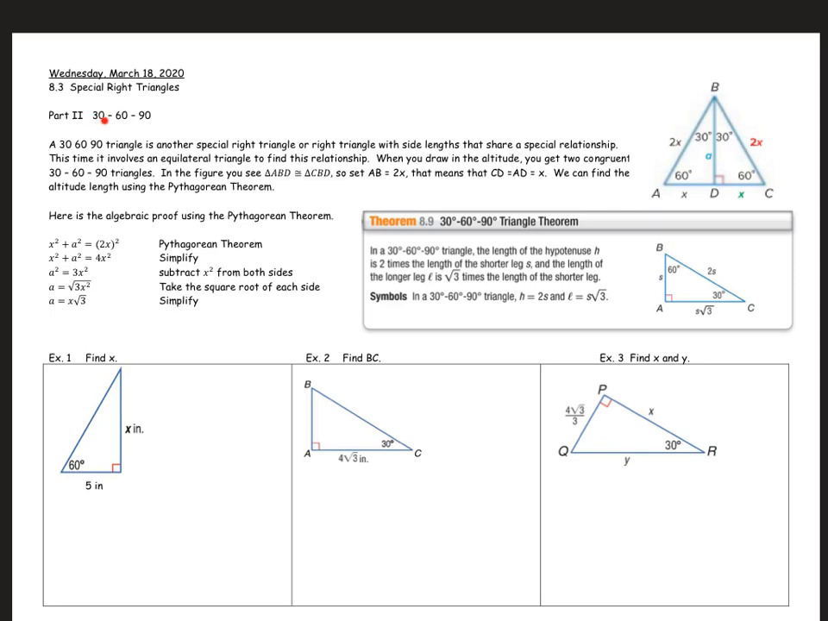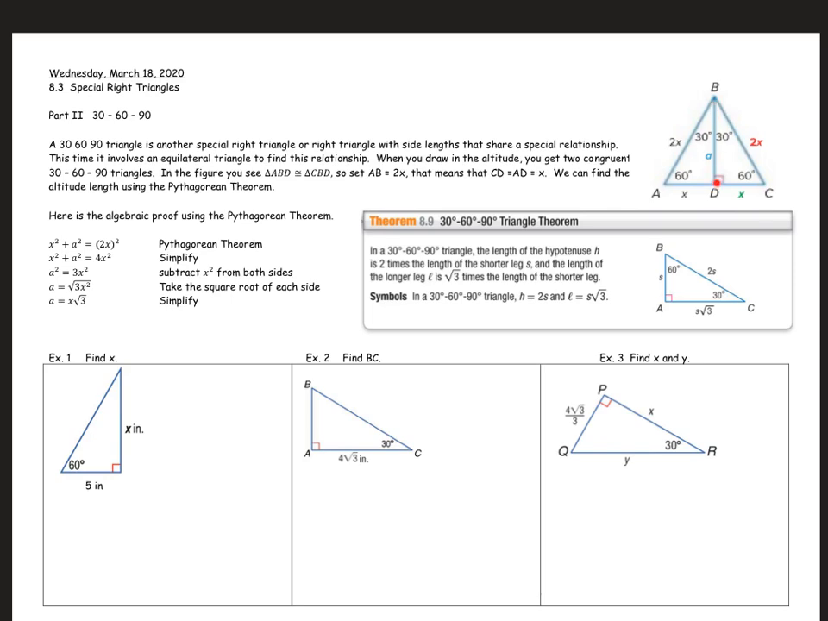Today we're going to be looking at 30, 60, 90 right triangles. So a 30, 60, 90 triangle is another special right triangle, or right triangle with side lengths that share a special relationship. This time it involves an equilateral triangle. So remember here, if I'm looking at triangle ABC, it means each side AB, BC, and AC will have the same length. When you draw in the altitude, you get two congruent 30, 60, 90 triangles.